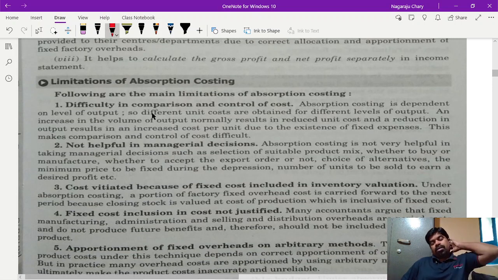Whatever the method is, for a coin we have two sides. In the same way, if you take any method, there will be advantages and limitations. So we have seen one side, the advantages, but we also have to see the other side, the limitations of absorption costing.